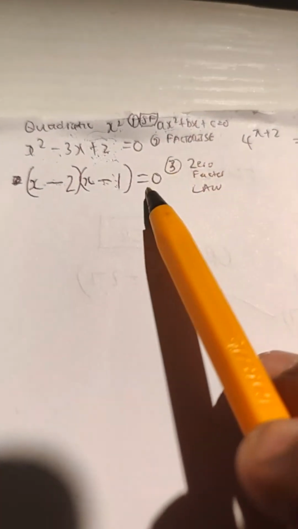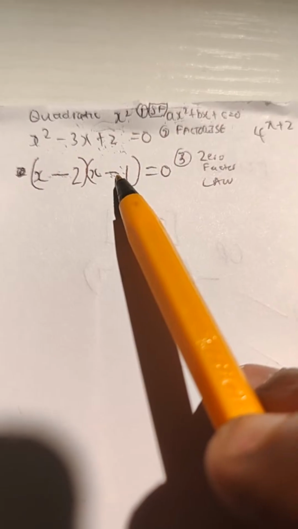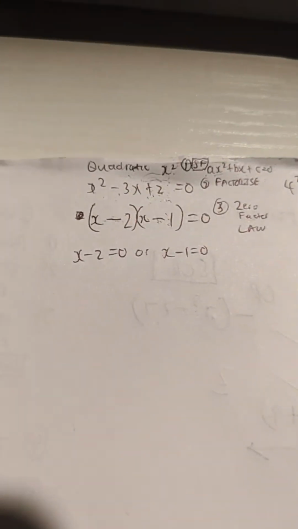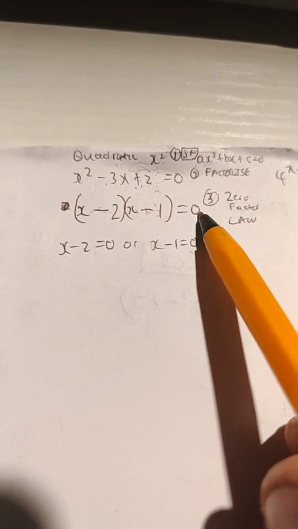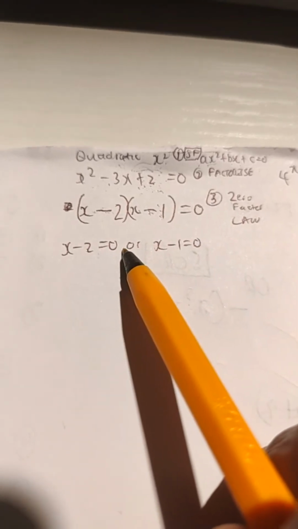Now, after factorizing, we apply what I call the zero factor law. What does the zero factor law mean? There must be a 0 on the right and a product, meaning a multiplication of factors, x minus 2 and x minus 1, which will lead me to do this: x minus 2 equal to 0 or x minus 1 equal to 0. You can only do this when there's a 0 on the other side. If there's another number, you can't do this.